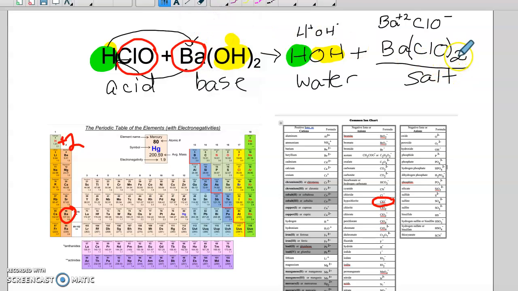So I can see here I have 2 ClOs, so I'm going to need to put a 2 here. So now I have 2 ClOs and I have 2 H's of the green H. So I'm going to need to put a 2 here. So now I have 2 hydrogens, but I also have 2 OHs, but I have 2 OHs here, and 1 barium, 1 barium. So I'm balanced.